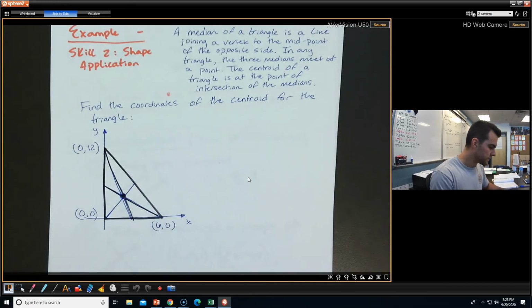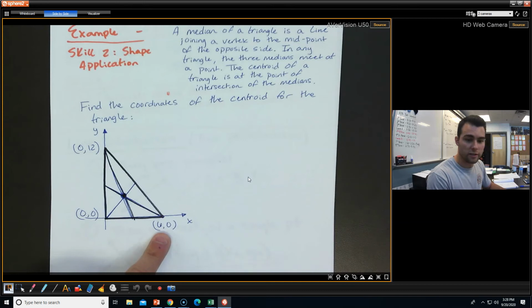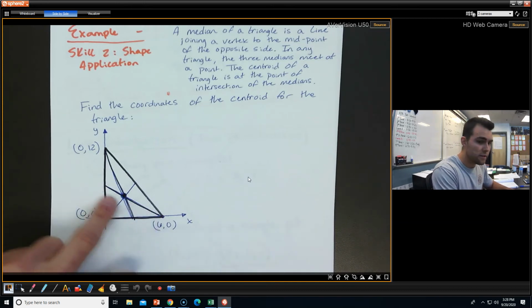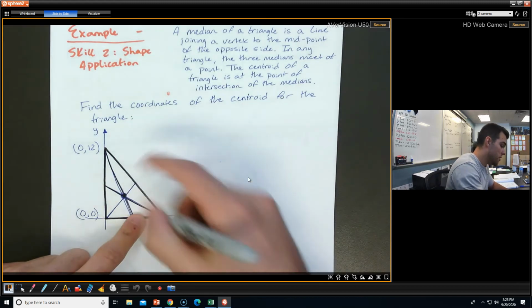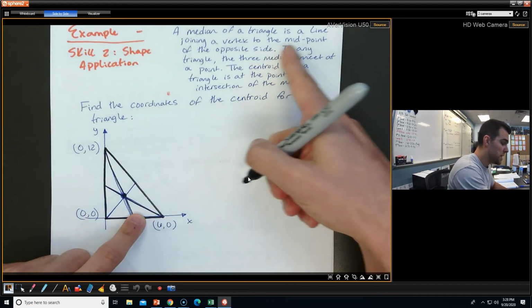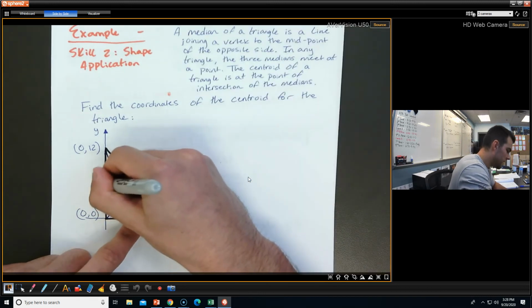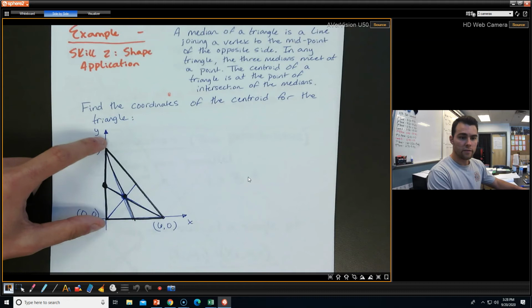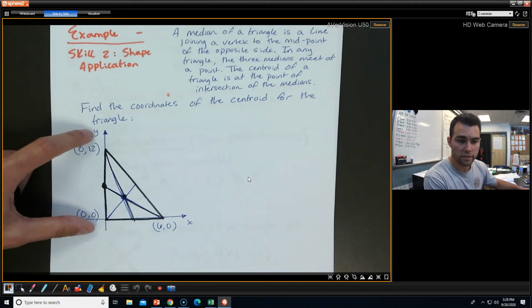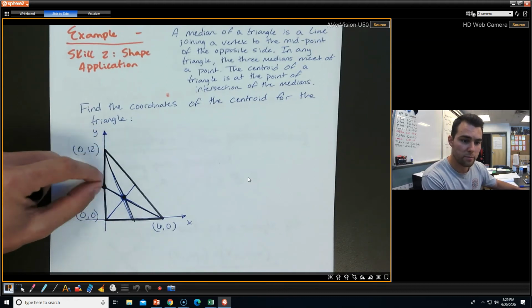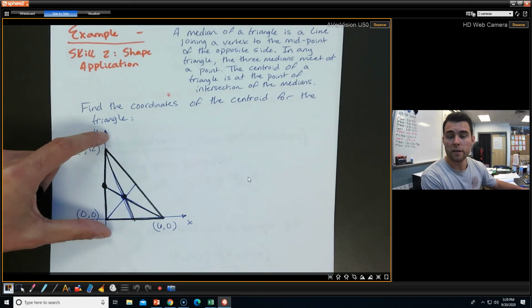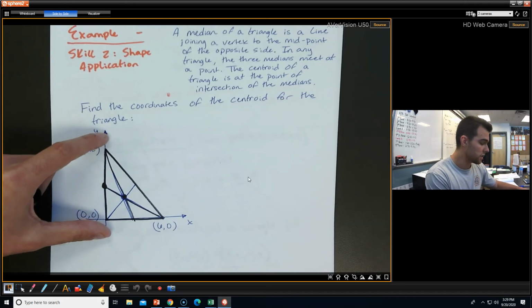Well, I don't really have the equation of the line yet. I only have 1 point for this first line right here. But I do know that it goes to the midpoint of the opposite side. That's where the median goes. So this is actually a midpoint of these 2 coordinates right here, or these 2 points right here. This is a midpoint. And you can throw it into your midpoint formula, which you totally can do.